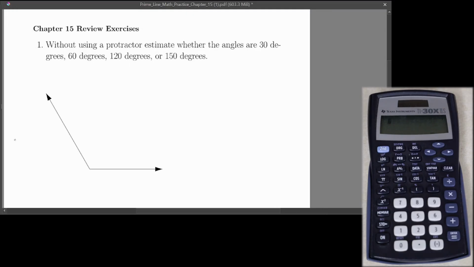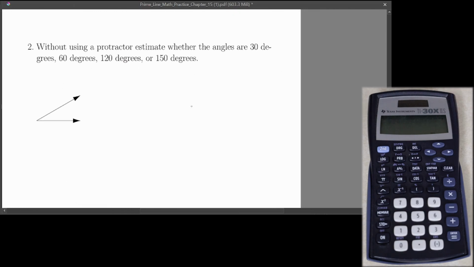Okay, so without using a protractor, estimate whether the angles are 30, 60, 120, or 150 degrees. So if we recognize that this would be 90 degrees, if we are halfway, we are 45. If we go another 45, we are 135. And then we'd go all the way to 180. We can say, hey, we look like we're basically between our 180 and our 135, and we can say that's about 150 degrees based off of our view. So approximating it.